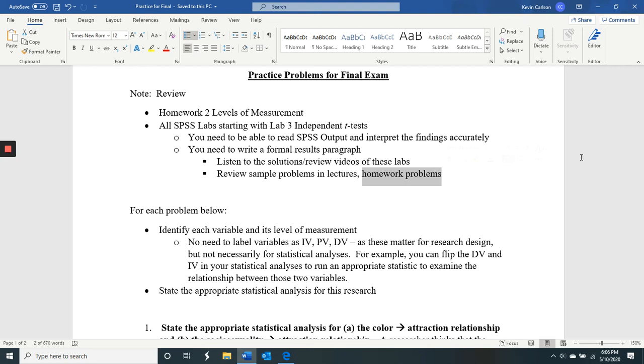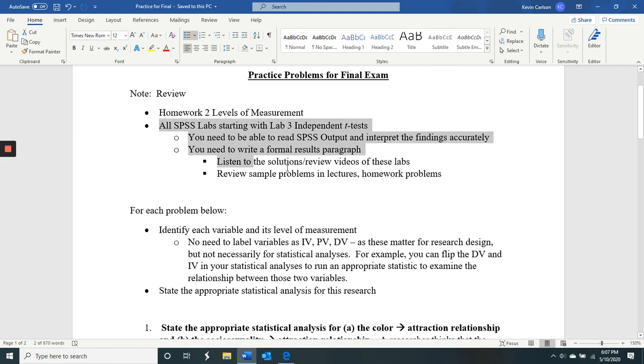And all those homework problems, starting with independent t-test, we've had reviews of that. So the independent t-test and the paired t-test, we reviewed those in class. And then for the other inferential statistics, there's videos reviewing the solutions to the homework. So at least starting with the ANOVA homeworks, there's solution videos or reviews of the homework there. And so watch those videos if you want to double check your results paragraph.